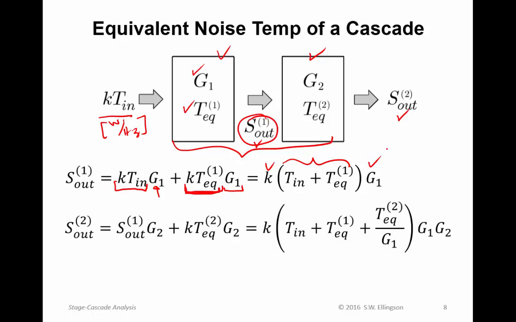I can then write an expression for the power spectral density out of the second two-port. It is simply the power spectral density that is delivered to the first two-port, and here we're evidently assuming everything is matched, impedance matched, so we should remember that that's being assumed here. The input power spectral density is multiplied by the gain of the second two-port, and then we add the additional noise that second two-port delivers. That's K times the input referred equivalent noise temperature of the second two-port times the gain of the second two-port.